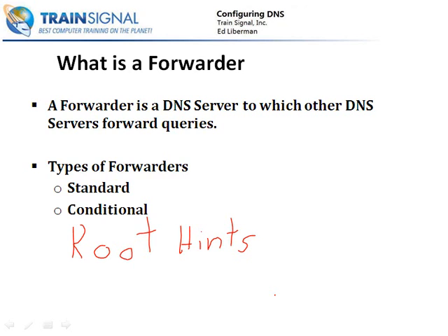Now, a conditional forwarder is where you have a namespace tied to the forwarder. So you can have situations where a DNS server can be programmed with, hey, if you don't know the answer and the request was for a specific area of namespace, go ask this specific DNS server. Let's go ahead and take a look at how this works.